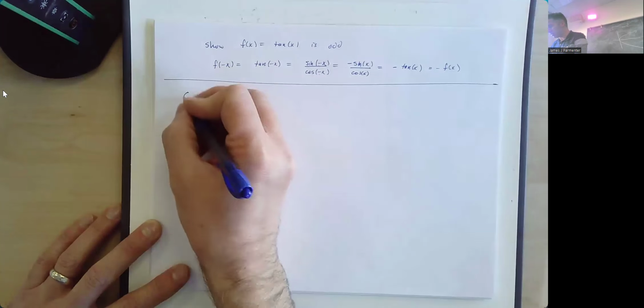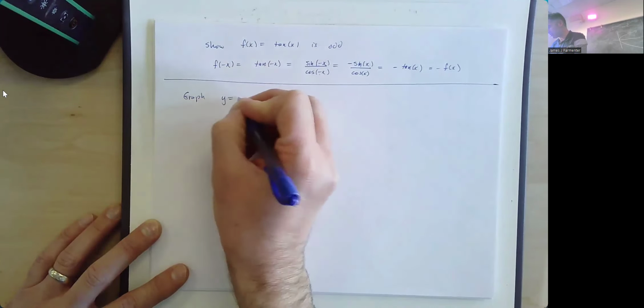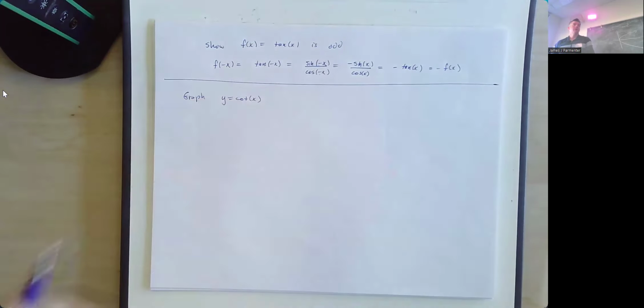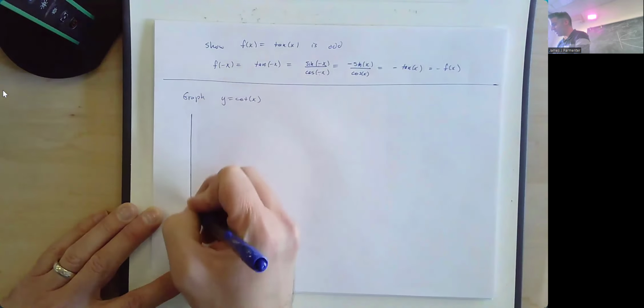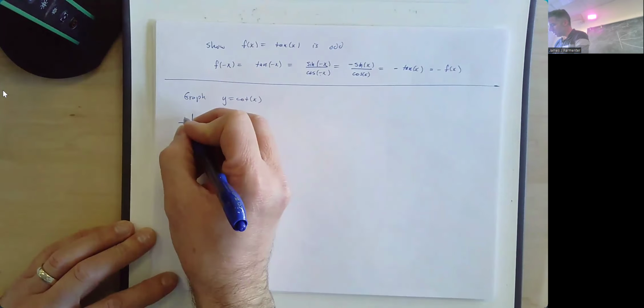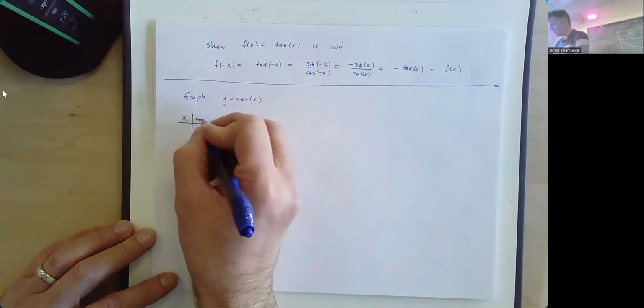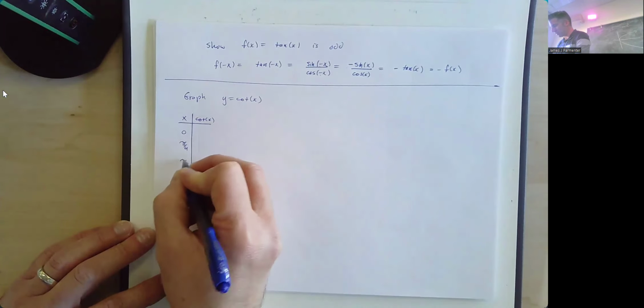Okay, let's look at the other one. So let's graph cotangent of x. Cotangent is just the reciprocal of tangent. Right? It's literally cosine divided by sine. So I'm going to pick different values because they're nicer. And yeah, so x and cotangent of x. I'm still going to pick 0 and pi over 4 and pi over 2.